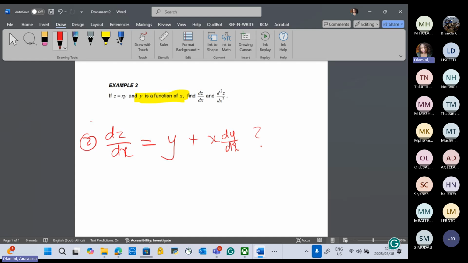Because we are told that y is a function of x, therefore dz over dx is equal to y plus the derivative x times dy over dx. So number 2 is correct because we are told that y is a function of x. In implicit differentiation, we cannot write y equals something, but we know that y is a function of x. Are we all together? Yes or no?